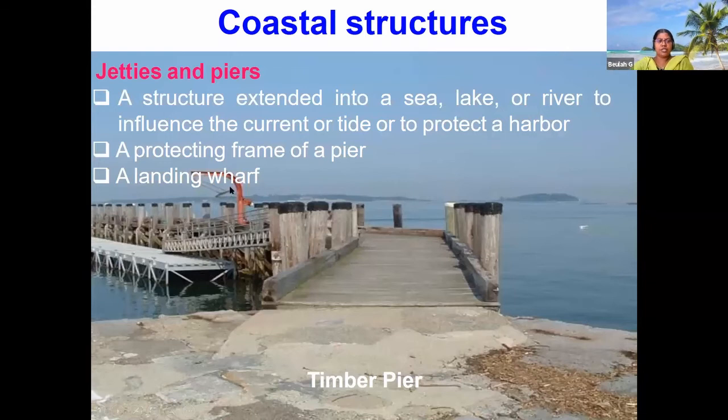Now coming to jetties and piers. The structure extended to the sea, lake, or river to influence the current of tide and to protect the harbor, a protecting frame of a pier, and it's a wharf. These sorts of mechanisms you can see in most of the resorts in Mauritius and Maldives.